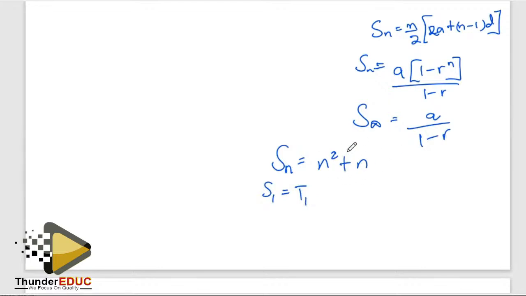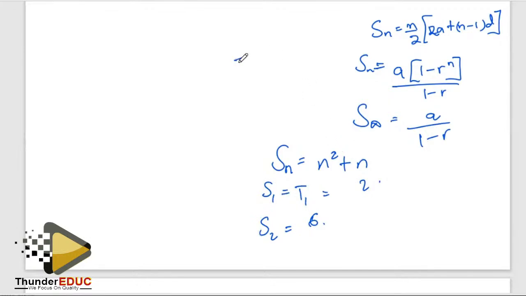Replace n with a 1. You're going to have something like 1 squared is 1, plus 1, that's a 2. Then for us to get S2, the sum of the first two terms, that will be 2 squared, 4, plus 2, that's a 6. So what I need us to know is the link between the sum of the terms and the terms themselves.